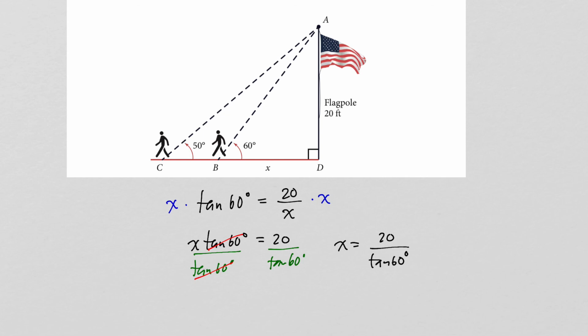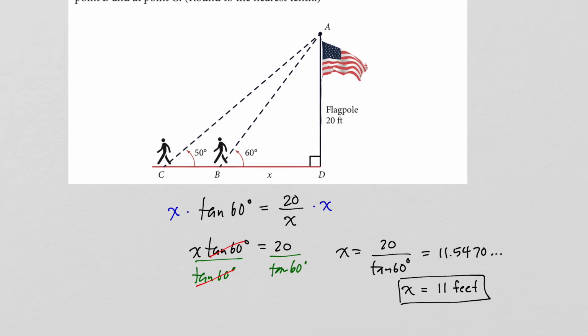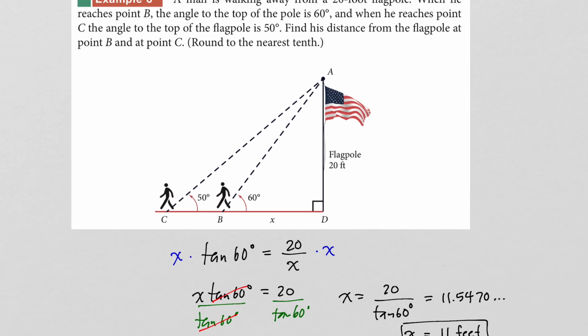And when we do that, we get 11.5470, etc. Now again, notice that the flagpole is measured to be 20, and the angles are measured to the nearest whole degree. So we're going to go ahead and measure this to be 2 significant digits, which is 11. So x is 11 feet, and that's the answer to the first part of the problem, where they're asking to find his distance from the flagpole at point B.